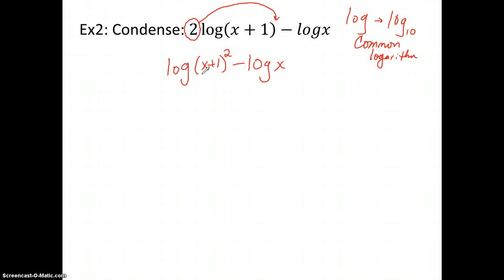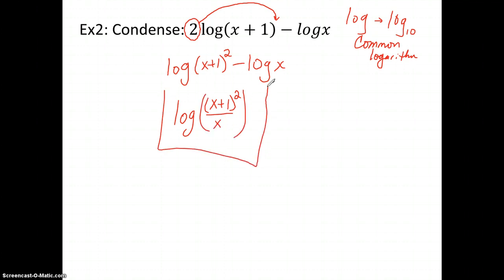We've got log of x plus 1 squared minus log of x. Now we have a minus here, so we're going to put them together and divide the two things that are inside the logarithms. So this is going to be our answer, and that's it.